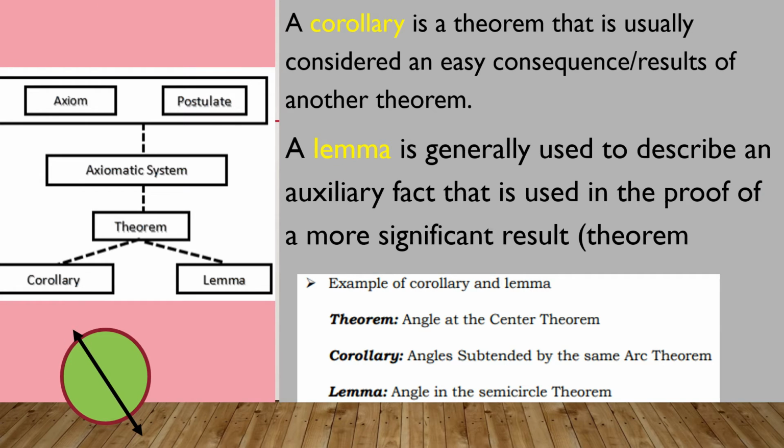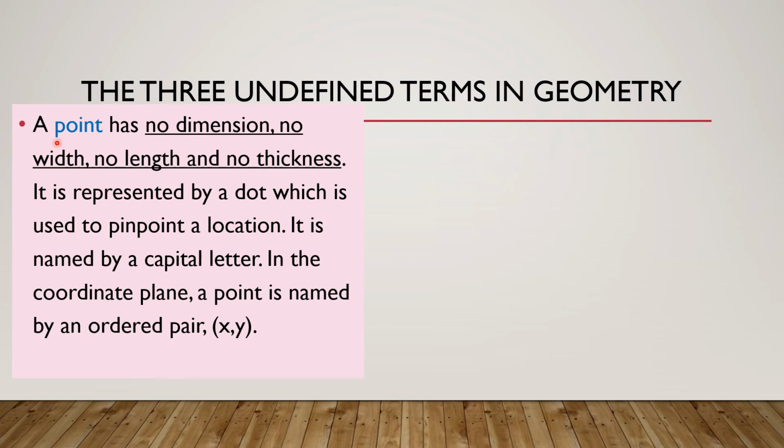Okay, so the three undefined terms in geometry. First, we have the point. A point has no dimension, no width, no length, and no thickness. Can you imagine that one? What does that look like? It is represented by a dot, which is used to pinpoint a location.